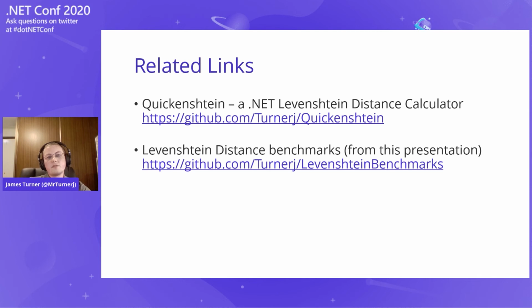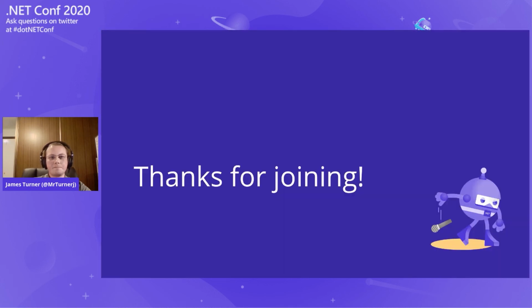Finishing up, you can find my highly optimized version of Levenshtein distance, called Quickenstein, on GitHub. It has every optimization I mentioned today, including the ones I couldn't cover in detail. It is quite possibly the fastest .NET implementation for calculating Levenshtein distance. Additionally, all benchmarks and code from this talk are available on GitHub.